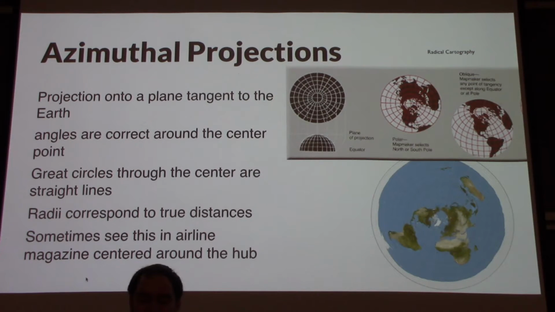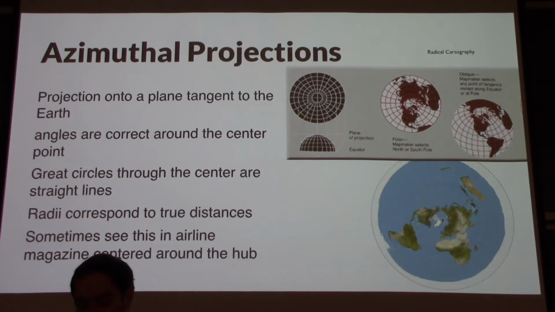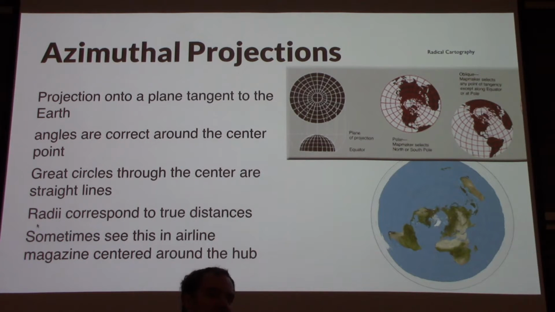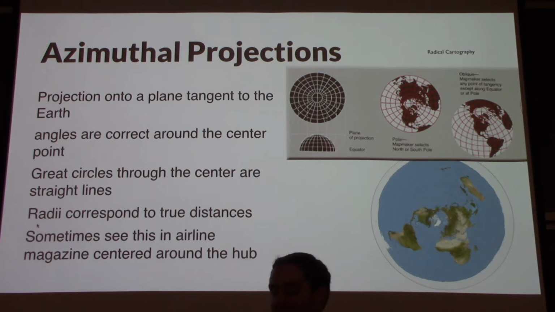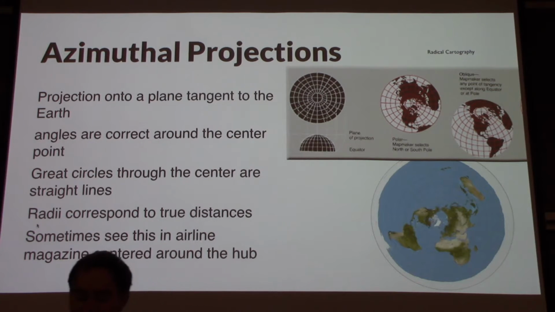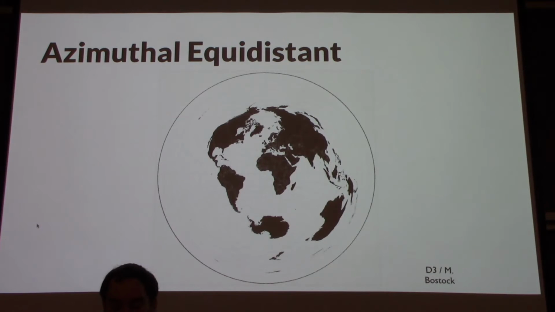A special case are azimuthal projections. Here you project onto a plane tangent to the Earth, and the angles are correct around the center point. So the angles out of the North Pole in this case are correct, but all other angles are not. The great circles through the center are straight lines, so great circles are the shortest routes connecting two points, and radii correspond to the true distance. This is what you would see sometimes in an airline map that's centered around the hub of an airline. I would say this is more a map for special cases.